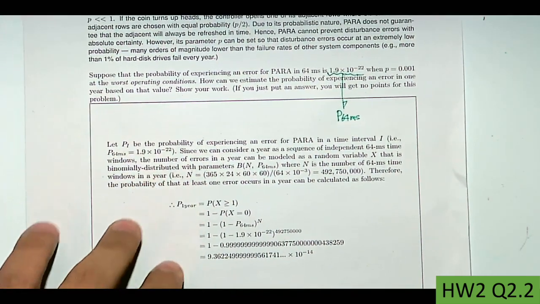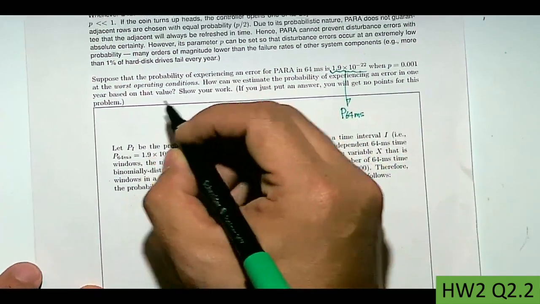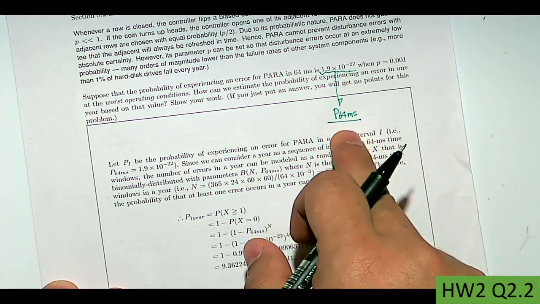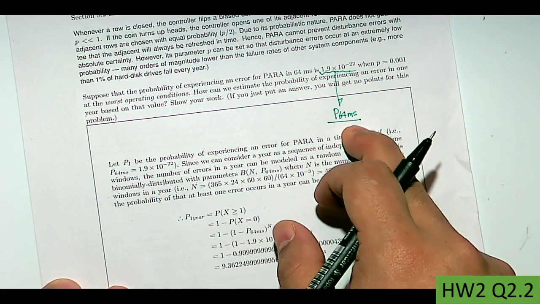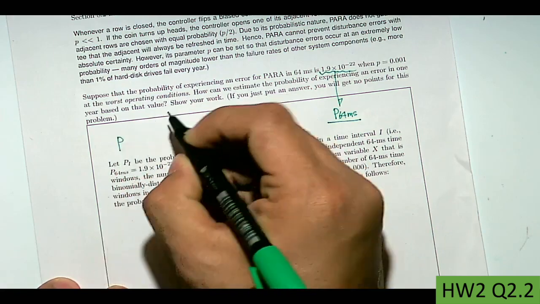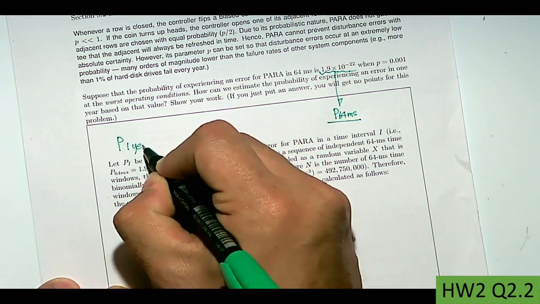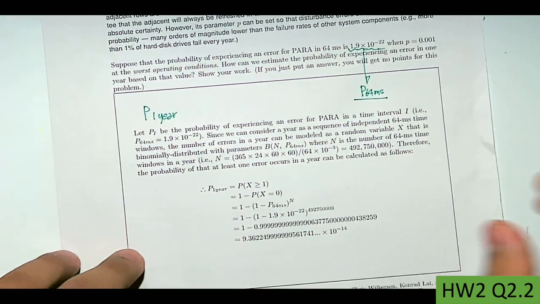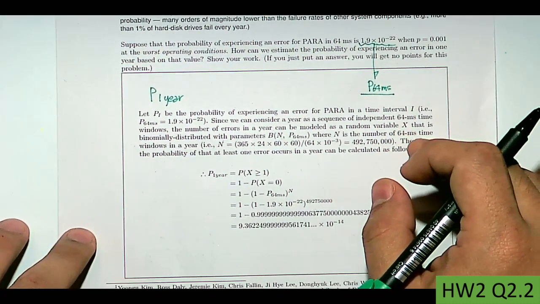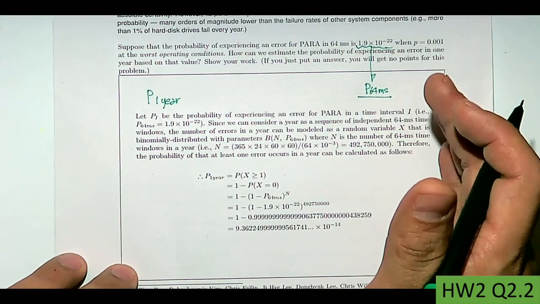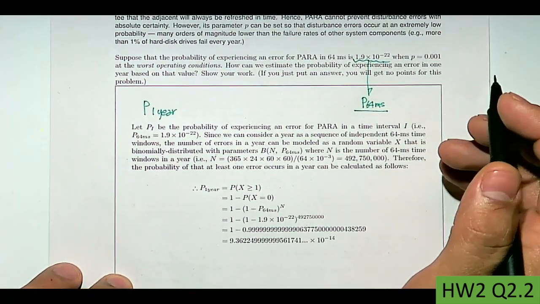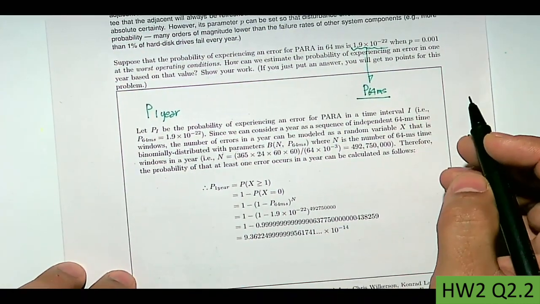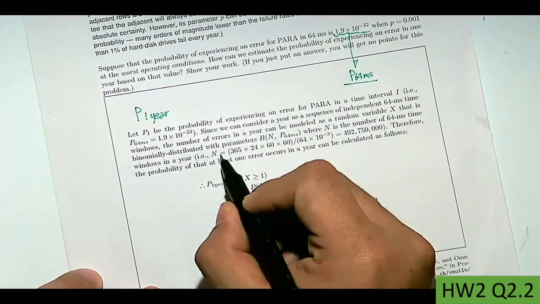So this is the probability of experiencing an error for 64 milliseconds, and the question is to get the probability of experiencing an error for PARA in a year. Then we can consider a year as a sequence of independent 64 millisecond time intervals, and the number of 64 millisecond time intervals like this.